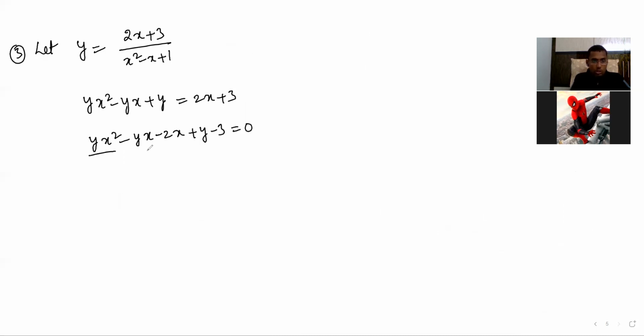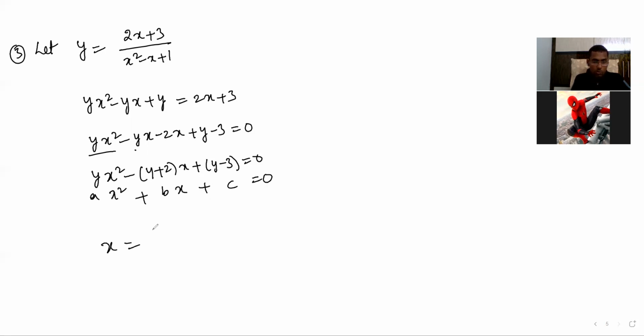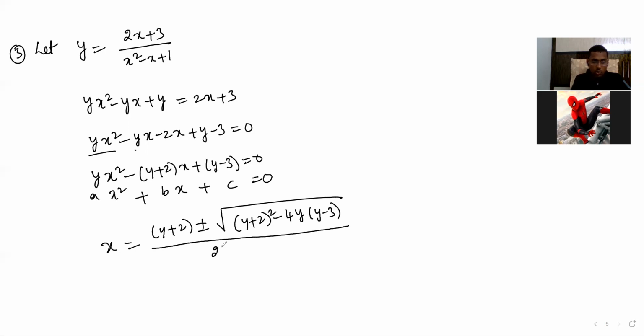Here, this is one term and this is another. So I write y into x square minus (y plus 2), if I take, into x, plus (y minus 3). So this is ax square, this is bx, this is c. Now if we compare with this, then x equal to what? Minus b, that is (y plus 2), minus b plus or minus root of b square minus 4ac, by 2a.